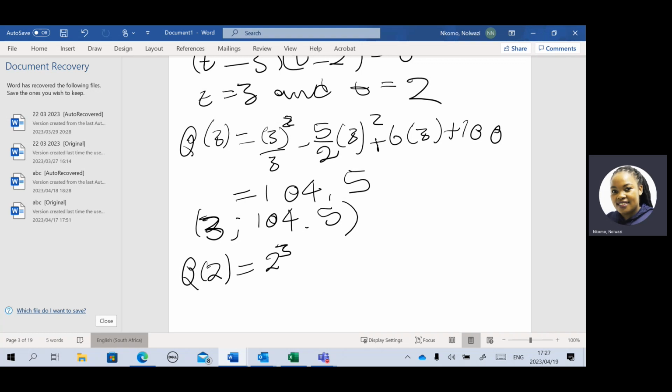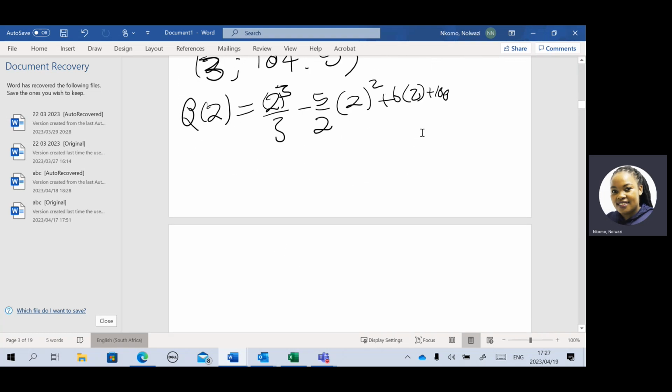Q(3) = 3 cubed over 3 minus 5 over 2 times 3 squared plus 6 times 3 plus 100. Again, if you punch this in your calculator, you should get 104.7. This means we have the point (3, 104.7). Okay, this is our second point.